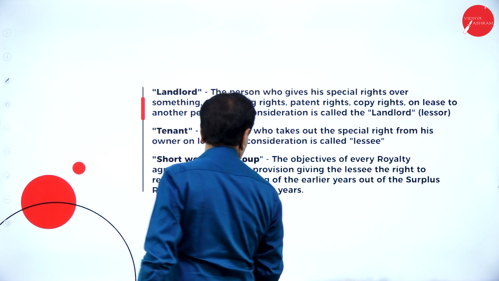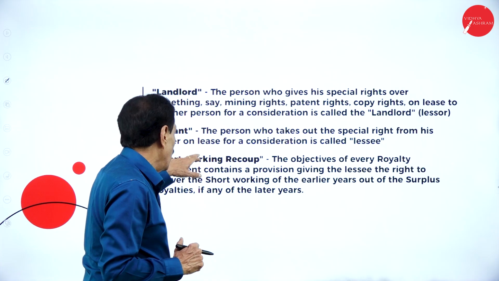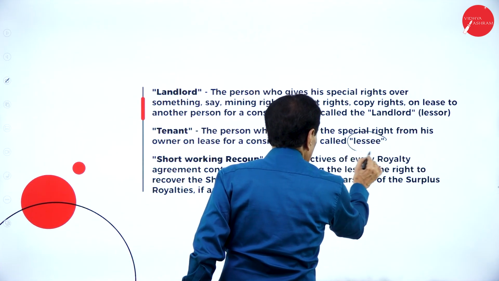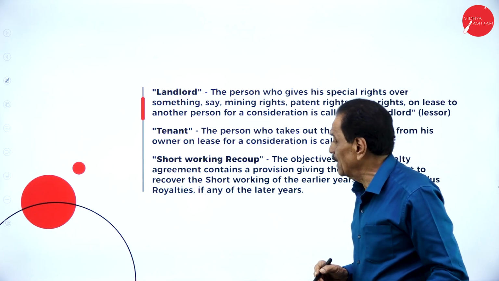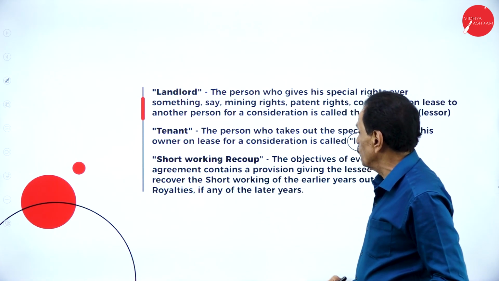Tenant. The person who takes the special right from the owner on lease for a consideration is called the lessee. The lessee, one who takes the special right from the lessor, is called the tenant, and is the one who is going to pay. Short working recoupment.